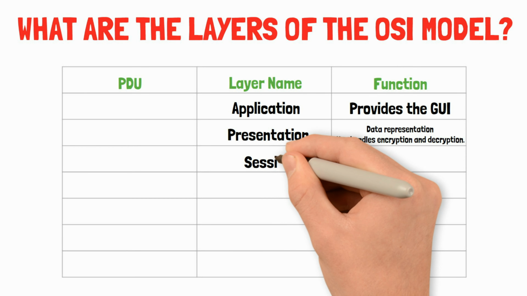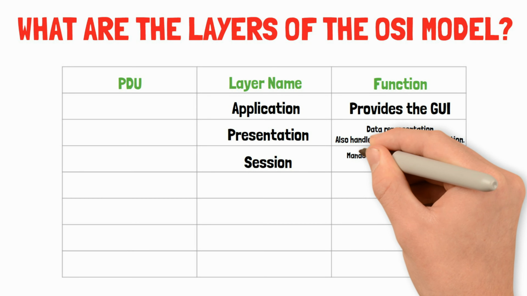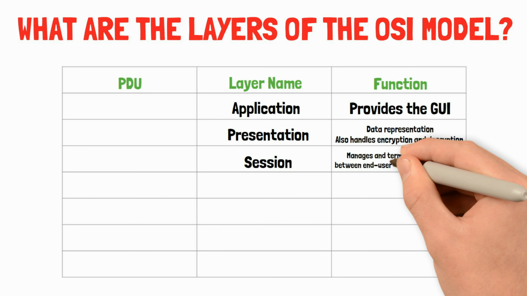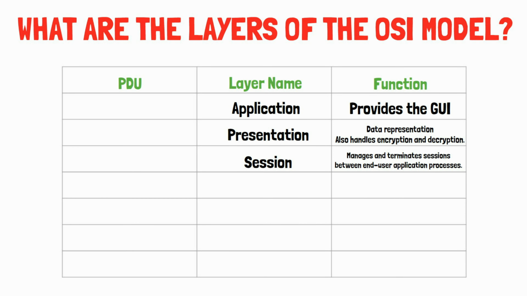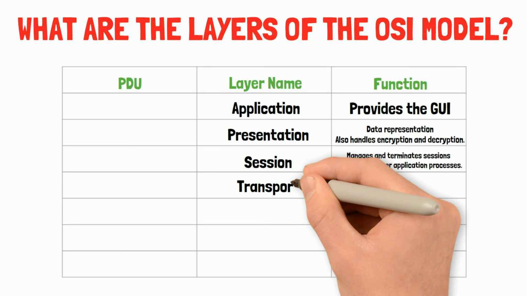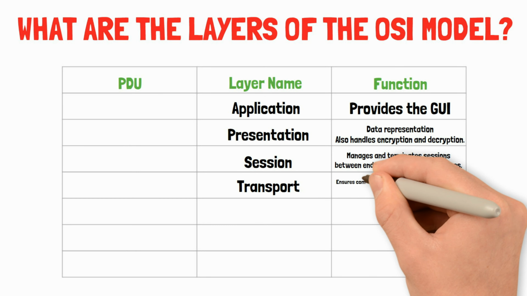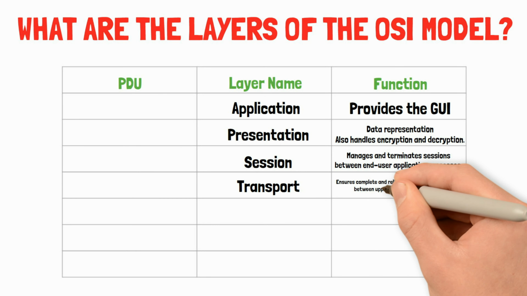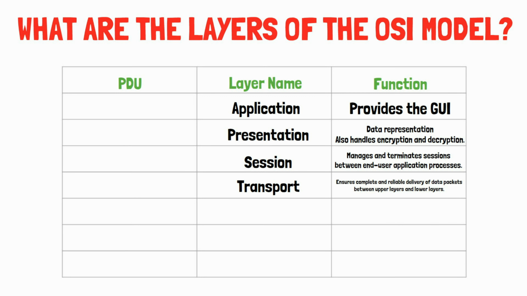Next, we have the session layer, which manages and terminates sessions between end-user applications and processes. So for example, when you click the X in the upper right-hand corner on YouTube, you're closing that session with YouTube. Moving on to the next one, we have the transport layer. This layer ensures complete and reliable delivery of data packets between the upper and lower layers. In layman's terms, this layer is responsible for making sure that your data actually gets to you.